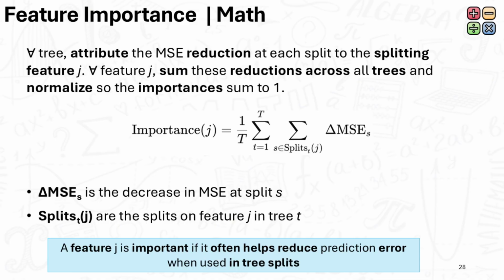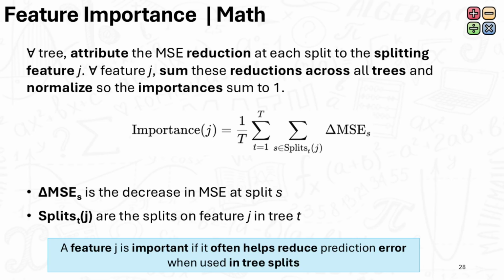We have reached the mathematical core of feature importance. In the context of our production planning, we need to know whether promotions or competitor activity is the true driver of demand. To calculate this, we look at every single tree in our forest and attribute the MSE reduction, the decrease in mean squared error, to the specific splitting feature J that caused it.